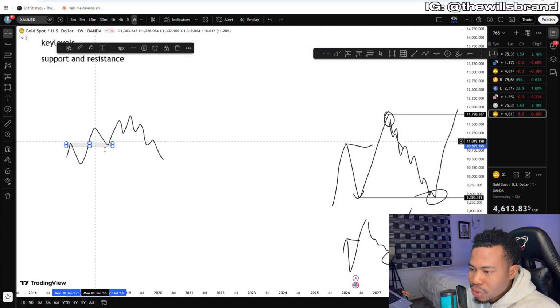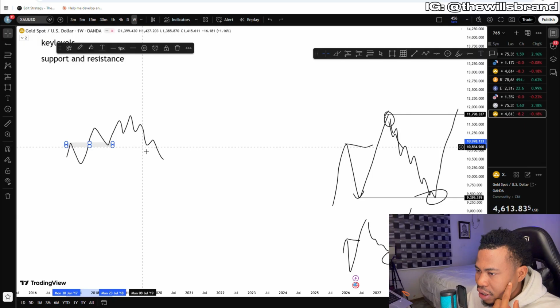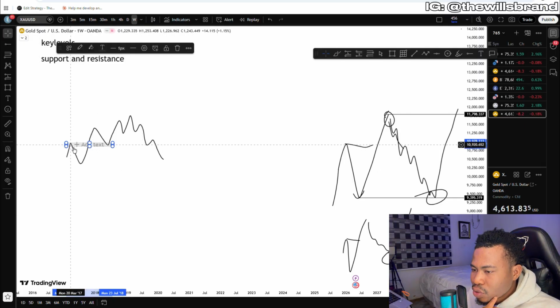Resistance will always flip to support when invalidated or when broken, and support will always flip to resistance when invalidated or broken. So I want you to get that in your head now. Now that this was previous resistance, we invalidated it. That means breaking it. Then price has to come back to that zone to use it as support.